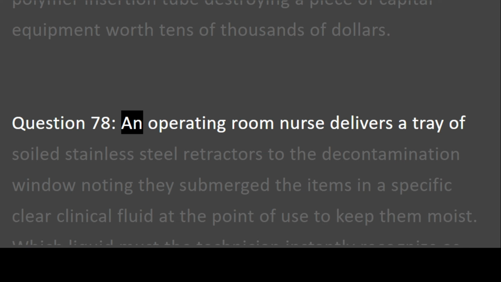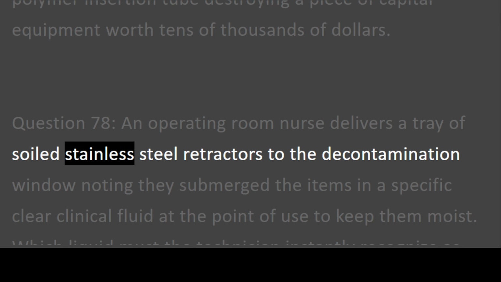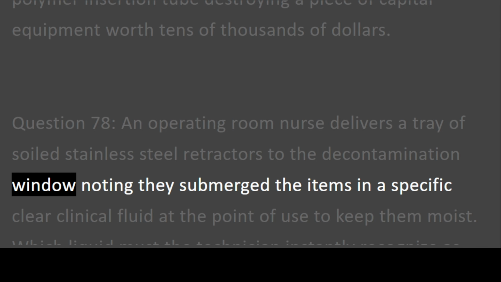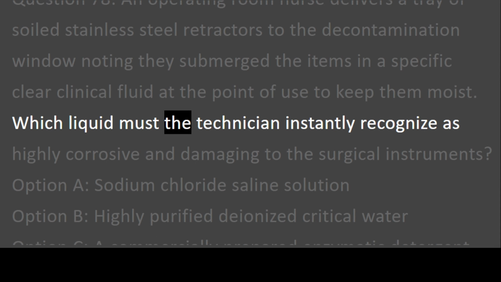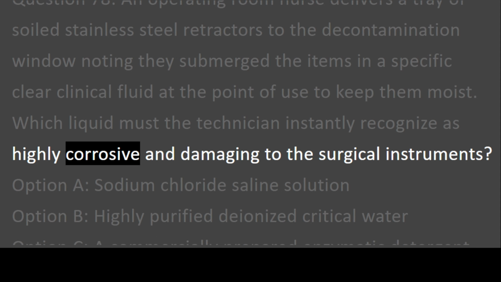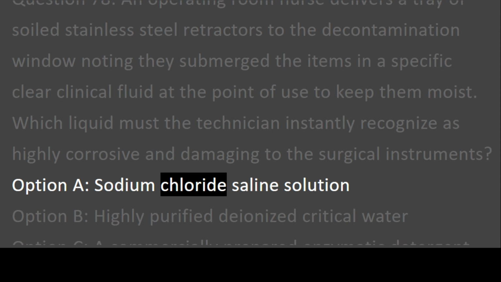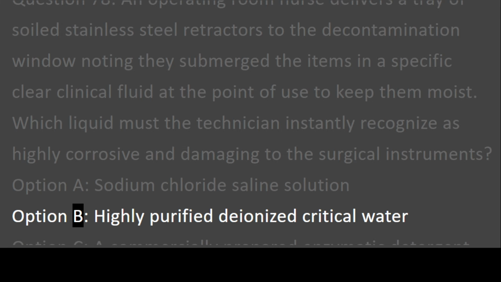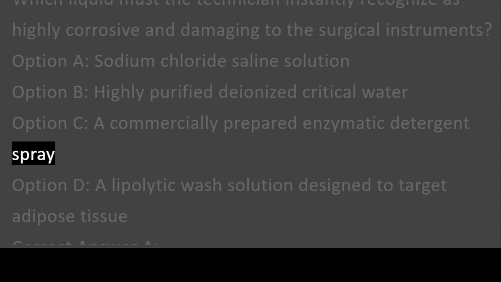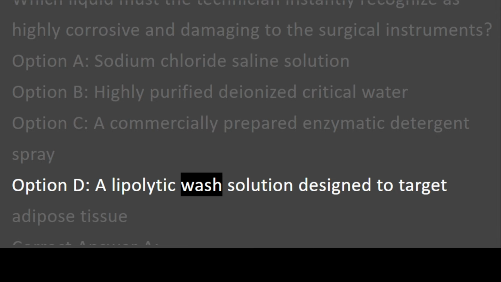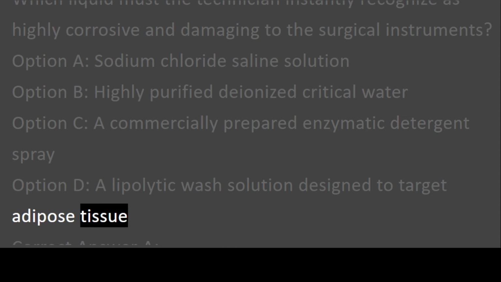Question 78. An operating room nurse delivers a tray of soiled stainless steel retractors to the decontamination window, noting they submerged the items in a specific clear clinical fluid at the point of use to keep them moist. Which liquid must the technician instantly recognize as highly corrosive and damaging to the surgical instruments? Option A. Sodium chloride saline solution. Option B. Highly purified deionized critical water. Option C. A commercially prepared enzymatic detergent spray. Option D. A lipolytic wash solution designed to target adipose tissue.